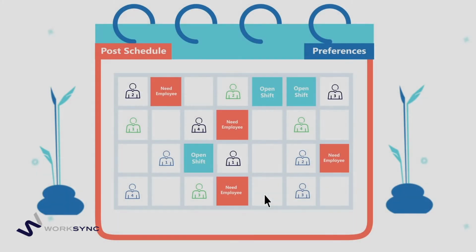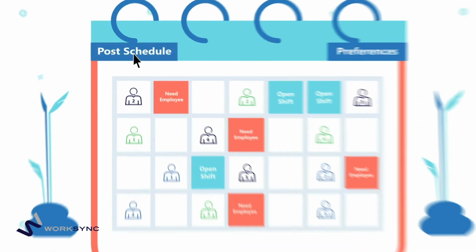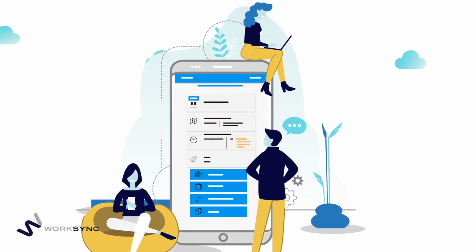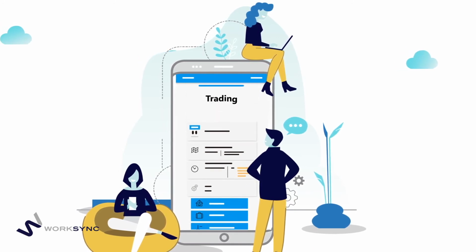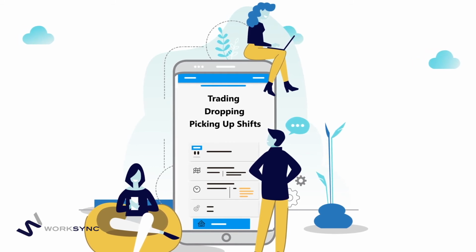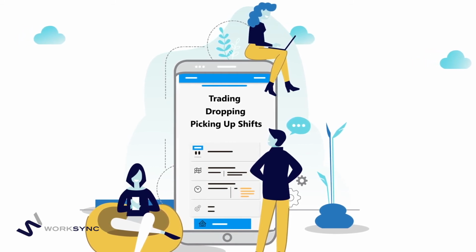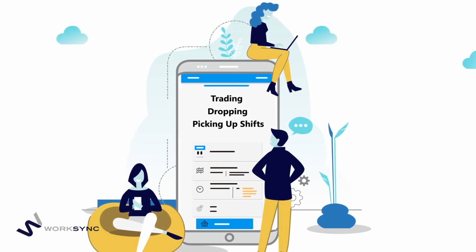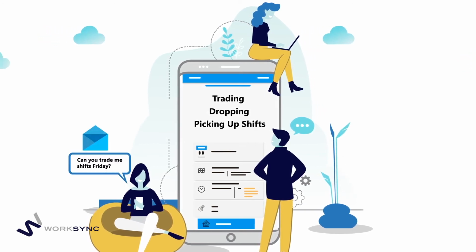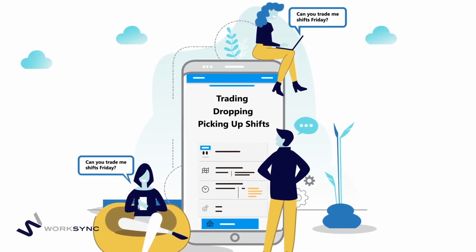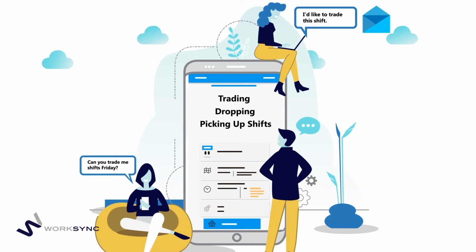Now it's time for employees to interact with the posted schedule. This is where mobile technology comes in. WorkSync Mobile is a central location for employee collaboration and communication. They can use mobile to engage with the schedule by trading, dropping, and picking up open shifts. These are called employee actions. They're able to send requests, contact and message each other, and receive notifications and confirmations via text.